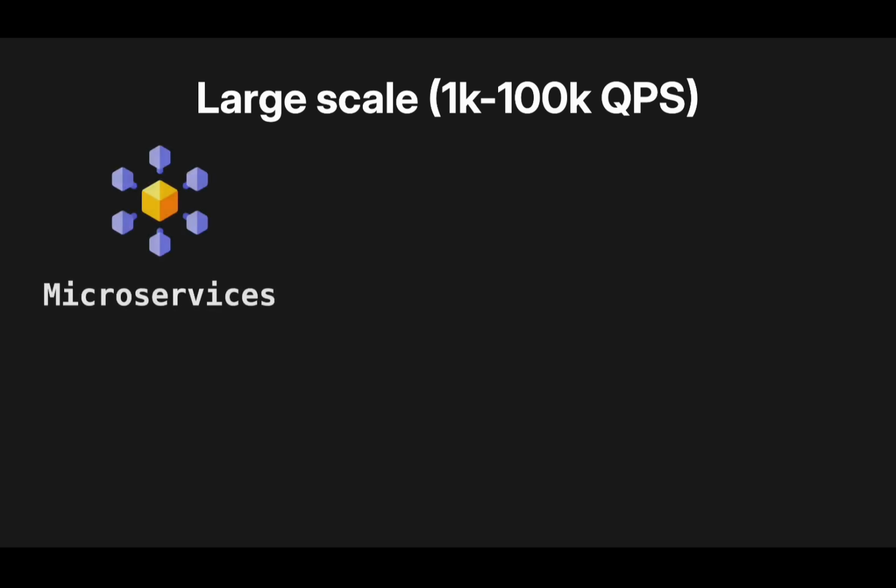Firstly, we're going to take a look at microservices architecture. At a large scale, microservices are 100% essential. Every service needs to be dedicated to a specific function so that it can be scaled independently. This modular approach allows teams to optimize and deploy individual services without impacting the rest of the entire system.